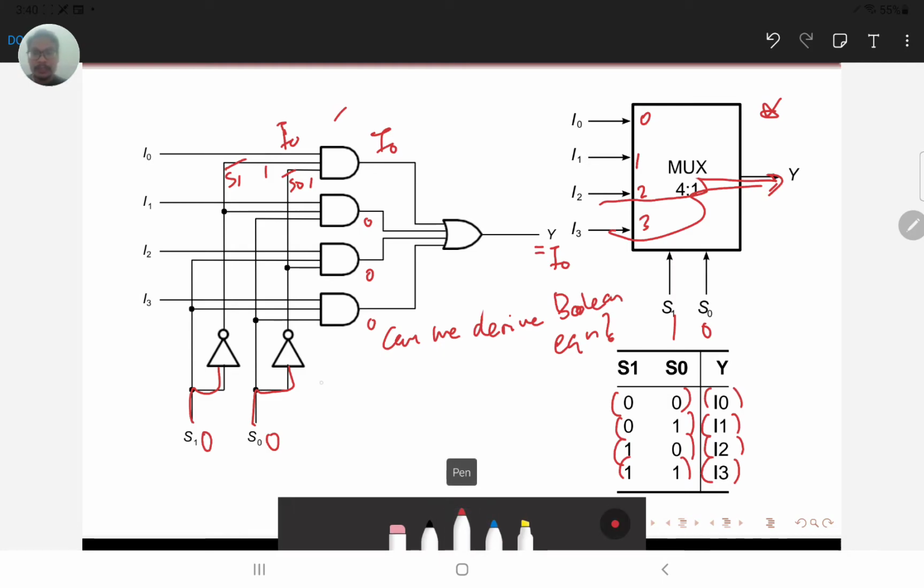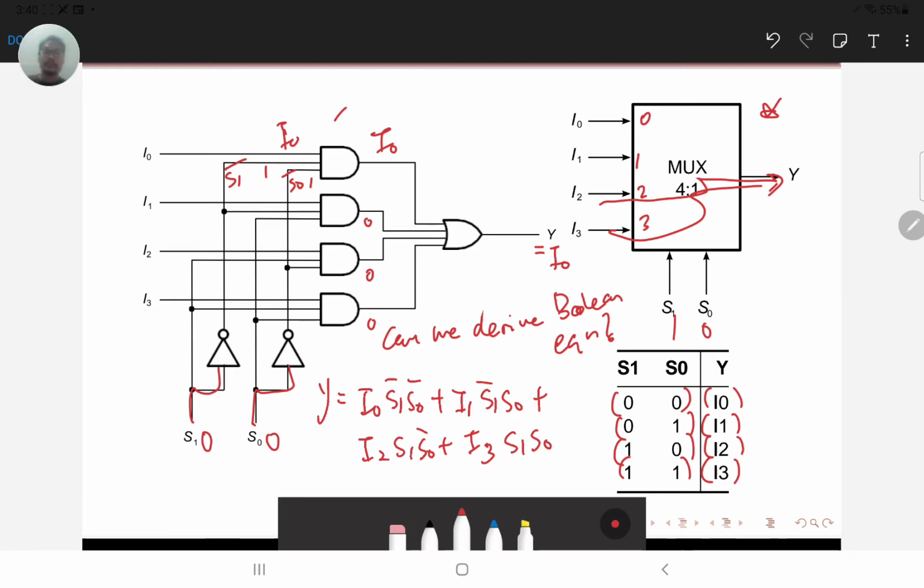So the Boolean equation is therefore y is equal to I0 S1 bar S0 bar plus I1 at the condition of 0, 1, plus I2 at 1, 0, which is S1 S0 bar, plus I3 S1 and S0. So again, we can see what happens when we give 1, 1.